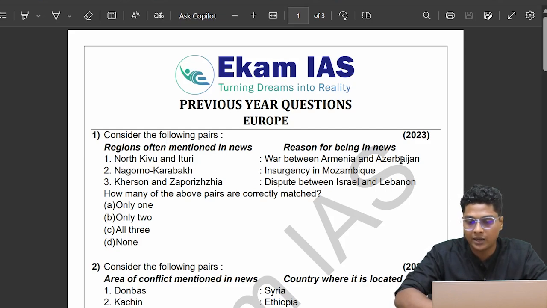It's actually related to Armenia and Azerbaijan. Also, in the third option, you can see Kherson, Zaporozhye, right? The dispute between Israel and Lebanon is wrong. Rather, this is in the news because of the Russia-Ukraine war.